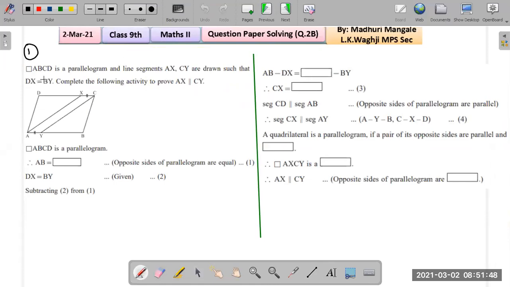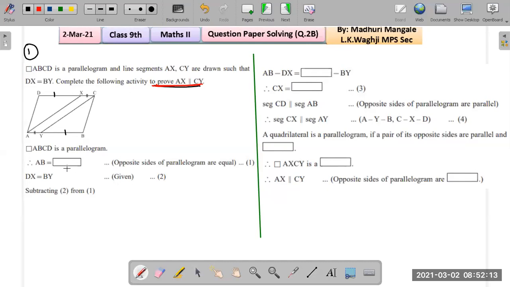So in this question, it says quadrilateral ABCD is a parallelogram and the line segments AX, CY are drawn such that DX is equal to BY. So DX is equal to BY. And we are asked to complete the activity to prove that AX is parallel to CY. Okay, this is something we have to prove. So let's get started with the first one.